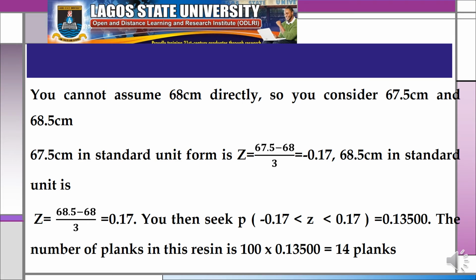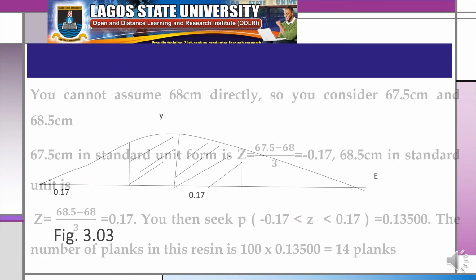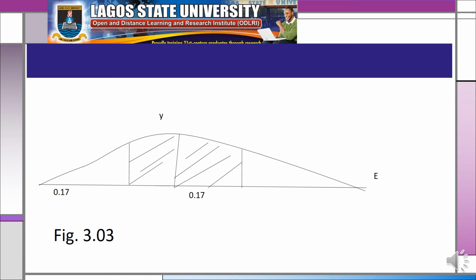Again, for exactly 68, you assume between 67.5 and 68.5. Then you convert each of these to the standard form and subtract from each other to obtain a probability of 0.13500, and multiplying that by 100, the number of planks, will give you 14 planks. You have the curve of the distribution as shown in figure 3.03.